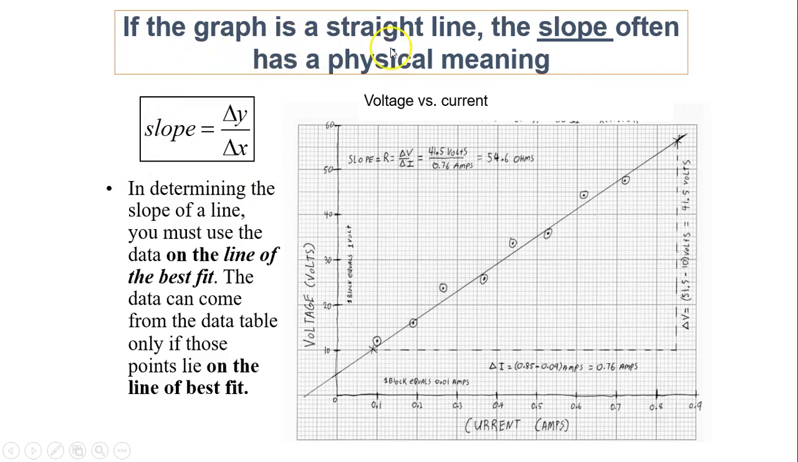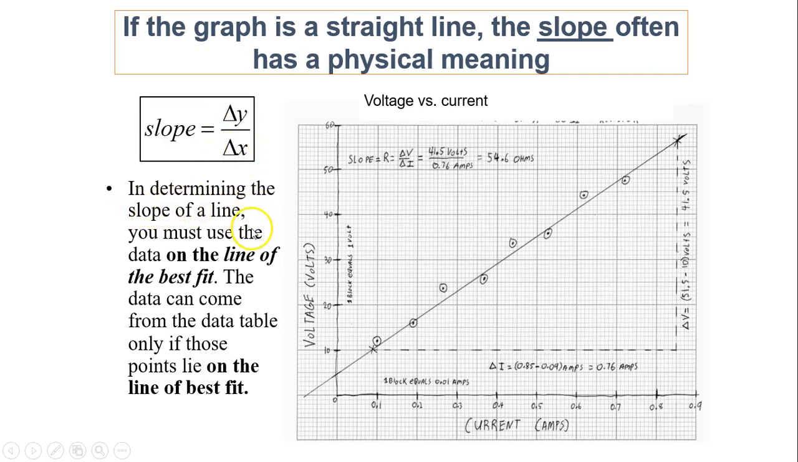If the graph is a straight line, the slope often has a physical meaning. So if the graph is a straight line, a lot of times you are asked to calculate the slope. How do we find the slope? Slope is rise over run. Rise is your dependent variable: the change in dependent divided by the change in independent.